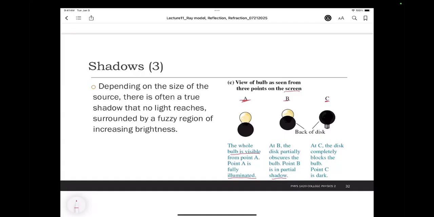Depending on the size of the source, there is often a true shadow that no light reaches, surrounded by a fuzzy region of increasing brightness.